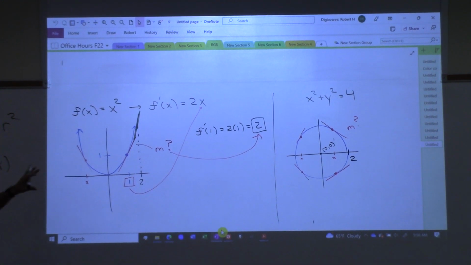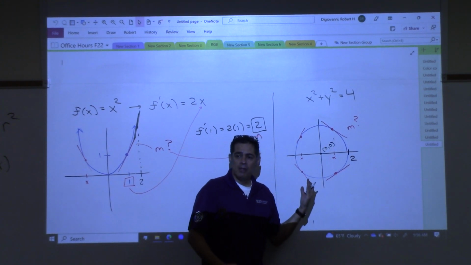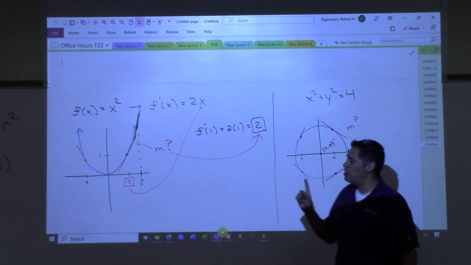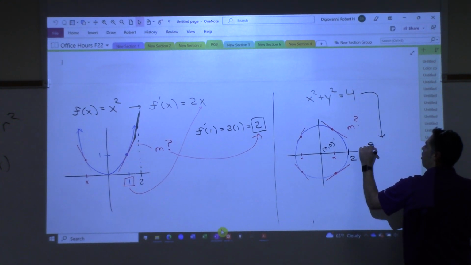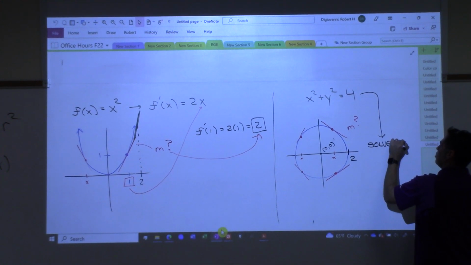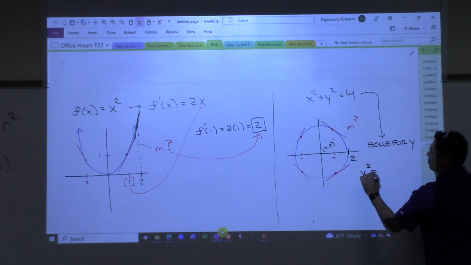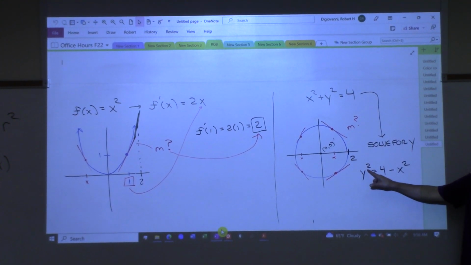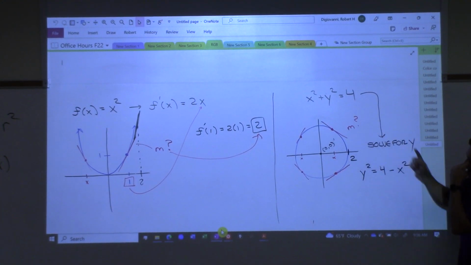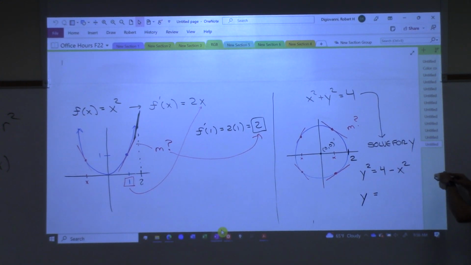So I said here that this is not a function. You all agreed with me that this is not a function. Let's verify that algebraically. If I said to take this equation and solve for y, try and get y isolated by itself, let's do that. First thing I would do is subtract x squared on both sides. That would isolate the y squared. So all I did here was move this over. And now to get y, I would have to take the square root on both sides.